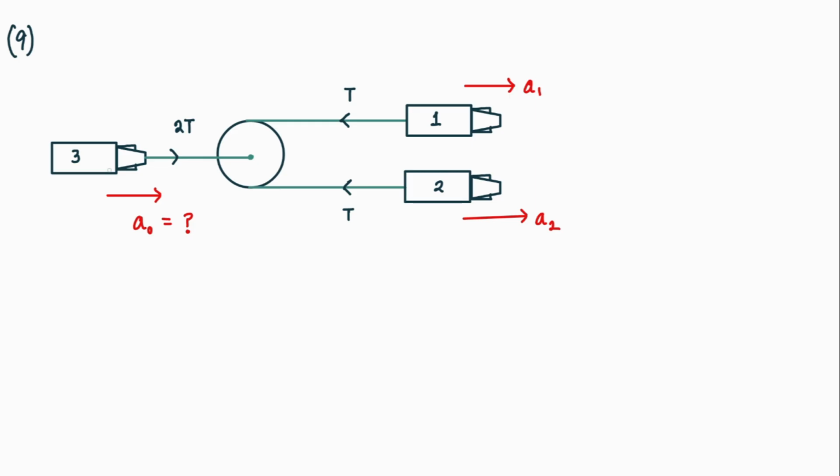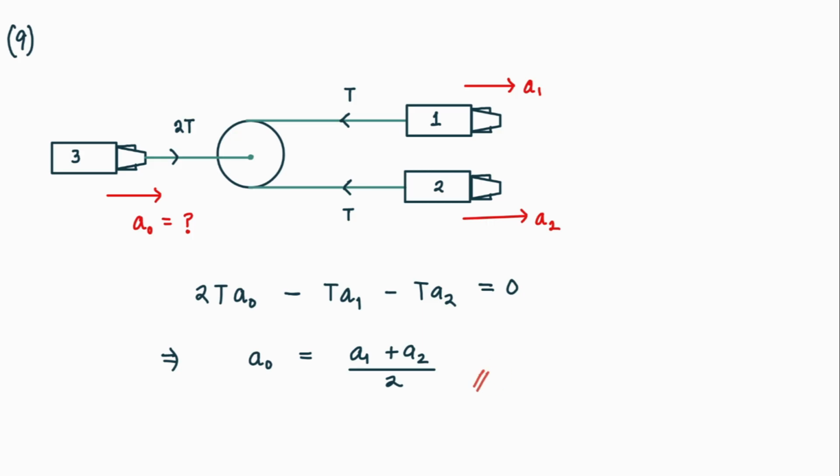Now if we do the dot product of T and A for the entire system, beginning from here we can say 2T times A naught. Over here T and A are in the opposite direction, so minus T A1, and T and A2 in the opposite direction, so minus T A2, and this is equal to 0. From here we can say that A naught is equal to (A1 plus A2) divided by 2.